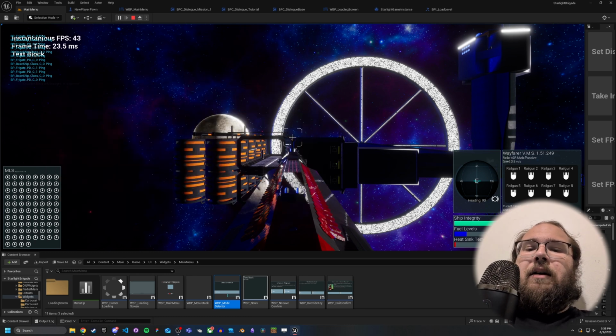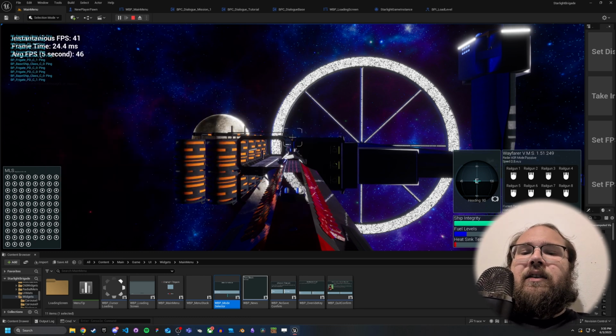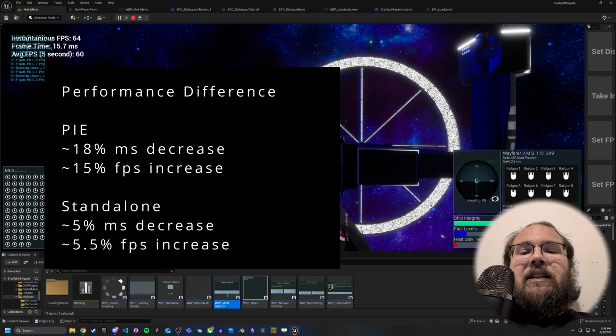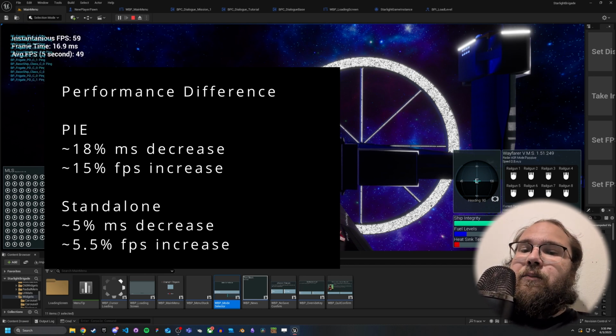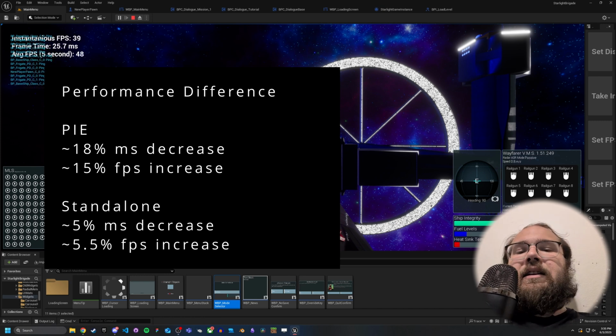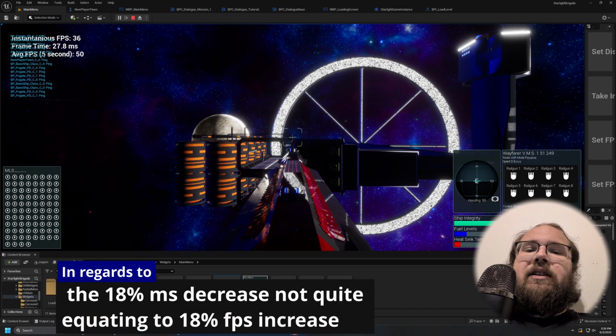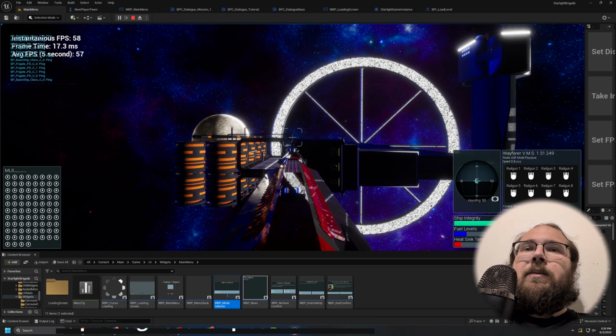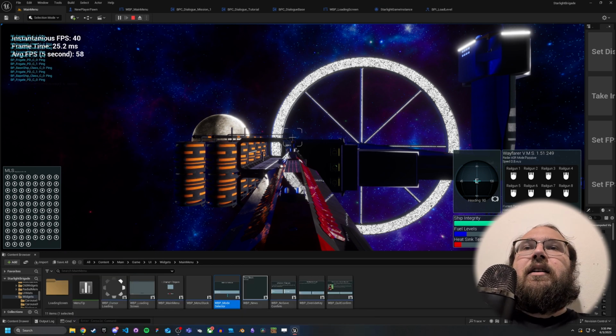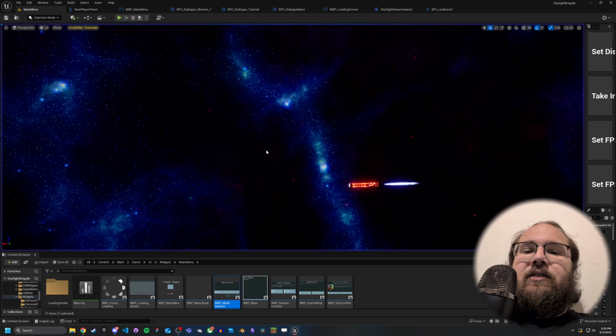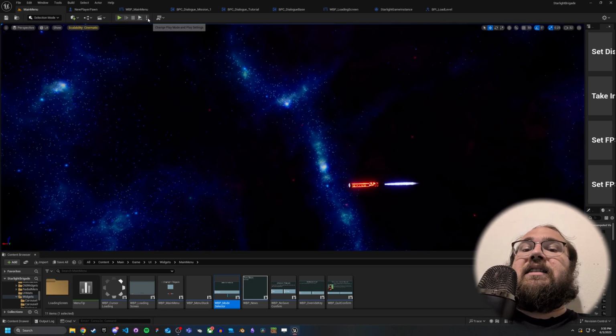That difference comes out to a calculated difference of roughly 5% millisecond difference in standalone and 18% millisecond difference in PIE, equating to a 5.5% frames per second difference in standalone and 15% in PIE. Now, the reason for the difference there is likely down to fluctuation and things like that. In my project, there's not just GPU things, there's also AI things going on and things like that. I tried to keep them as consistent as possible.